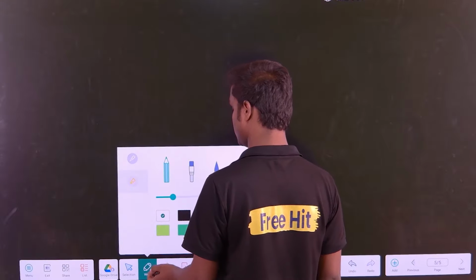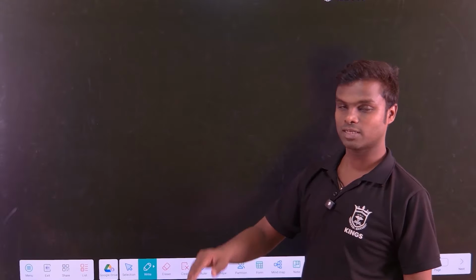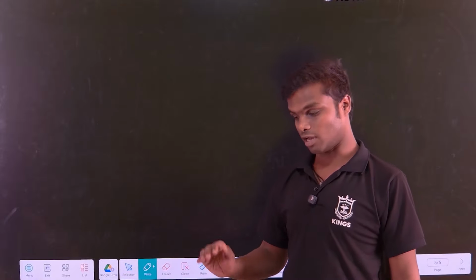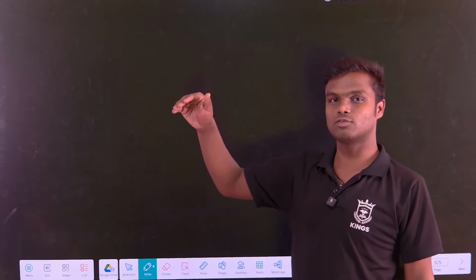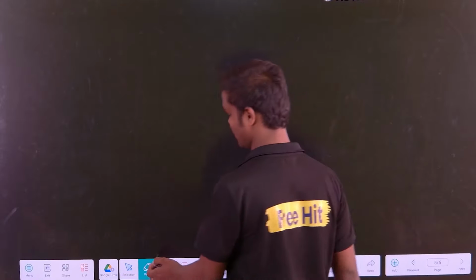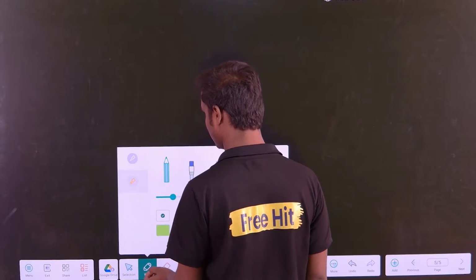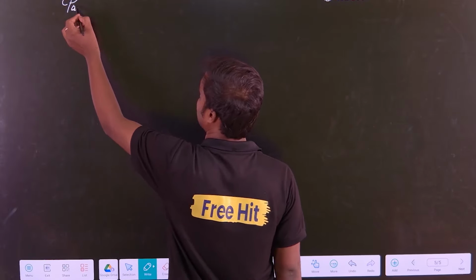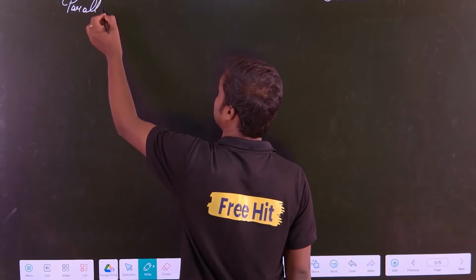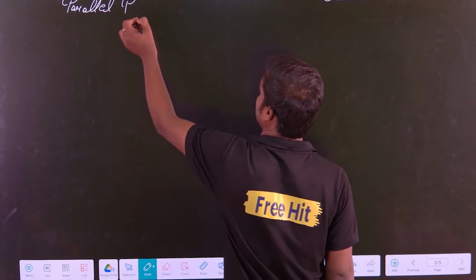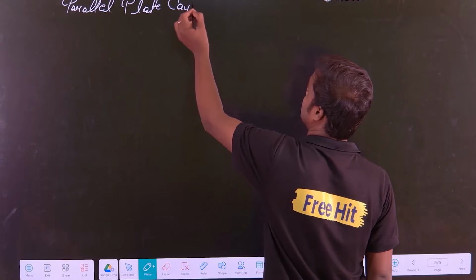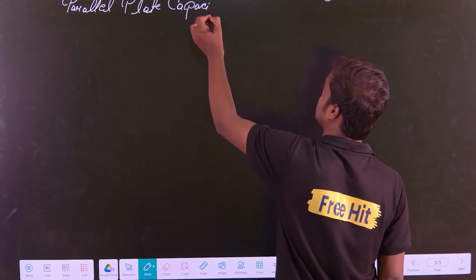Basically your level was minus, so I have tried to bring it to 0. Now you are at level 0, now we can go to a higher level. Now I can start the chapter. Okay, so let us start. So our chapter is now the parallel plate capacitor.